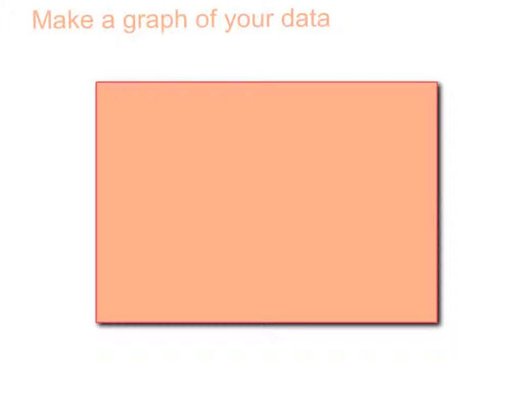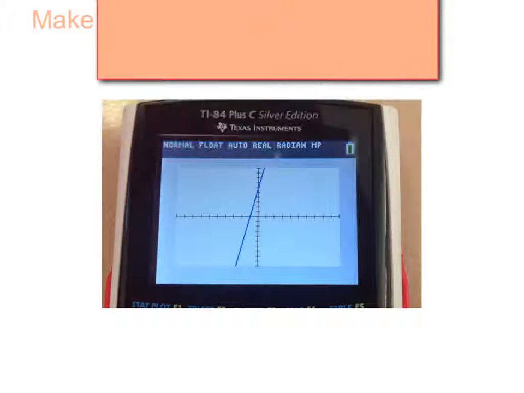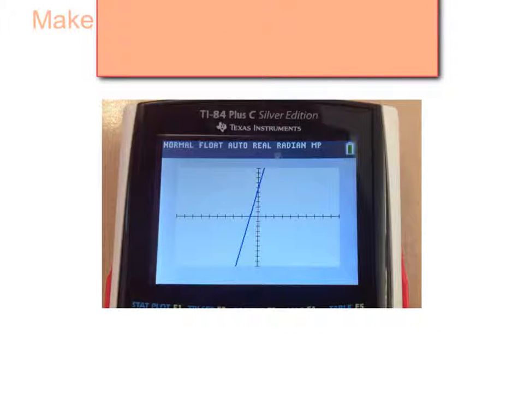So now we're going to graph our data. So in your calculator, go to y equals and put in 6 plus 6x, and then press the graph button. When your graph comes up, it should look like this. It's going to be a straight line because it's linear, and when it's linear, it's usually consistent.